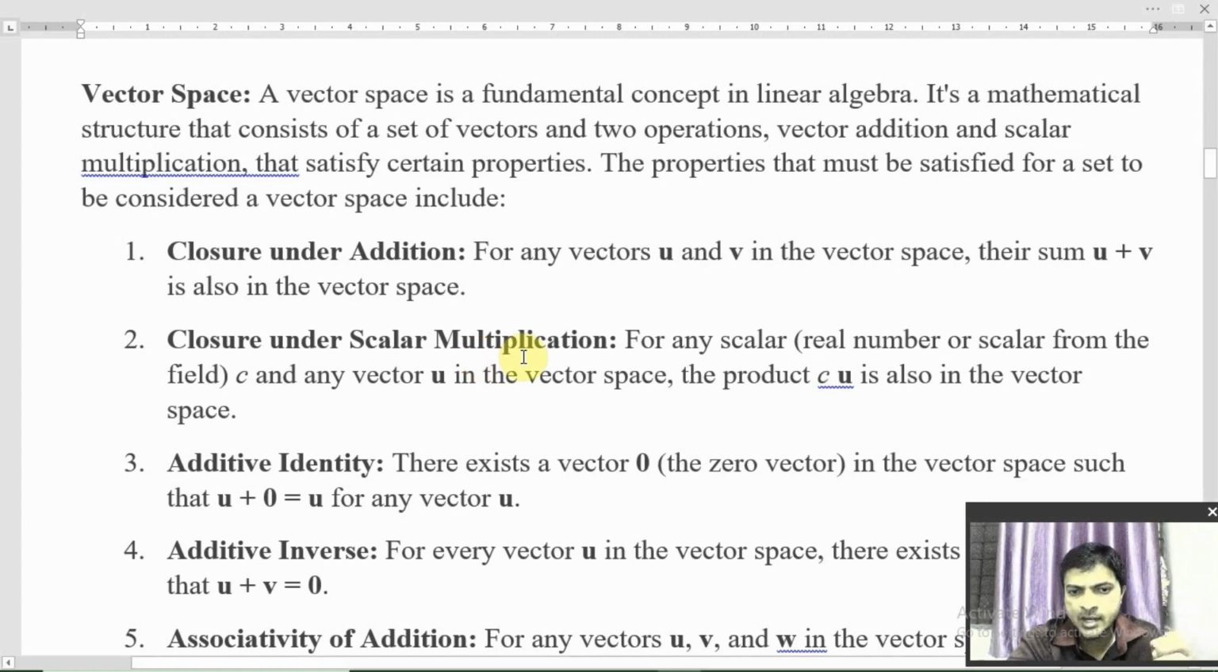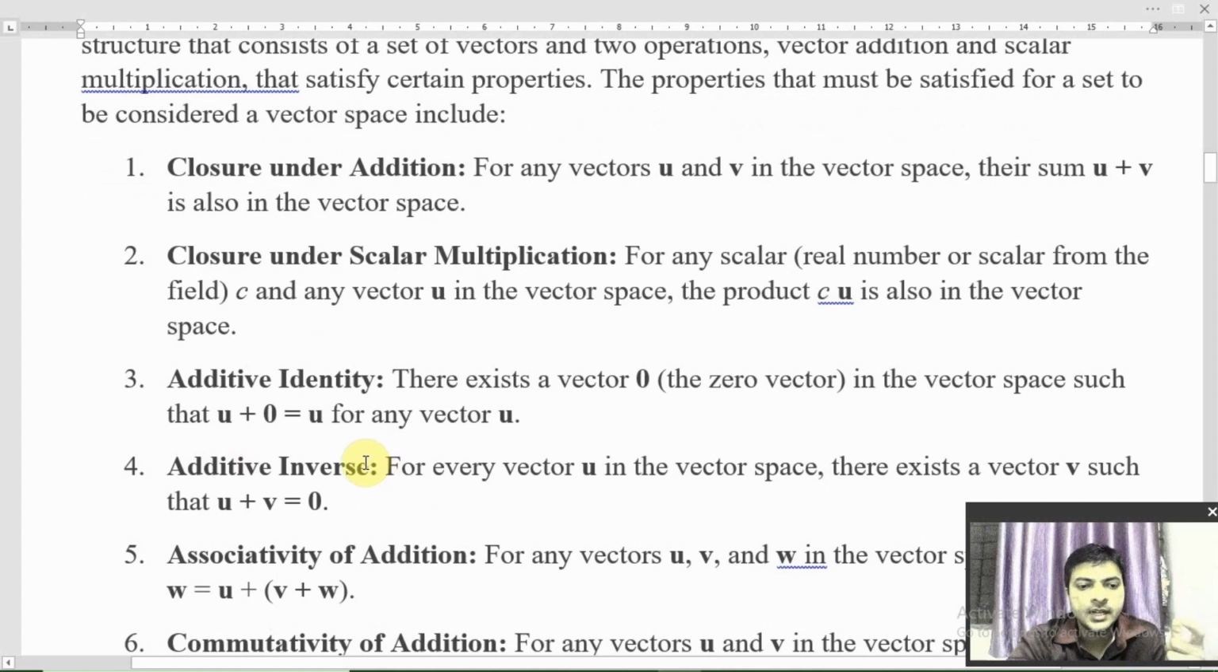The first is closure under addition. What is closure under addition? If you take any two vectors u and v and their sum u plus v is also in the vector space, then we say it is closed under addition. Similarly, we have closure under scalar multiplication. Let us take one scalar, which is a real number from the field. Suppose c is the scalar. In this case, for any u in the vector space, the product c times u must also be in the vector space. Then we say it is closed under scalar multiplication.